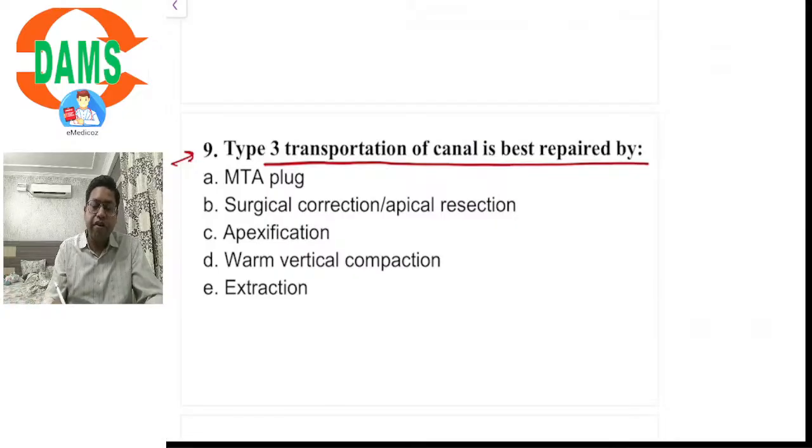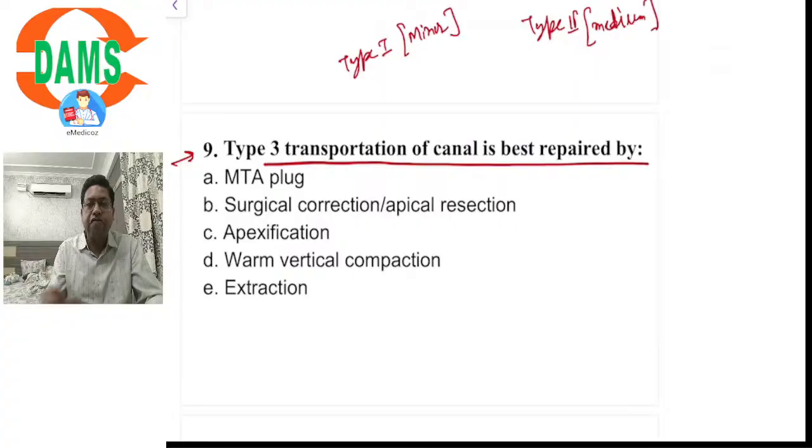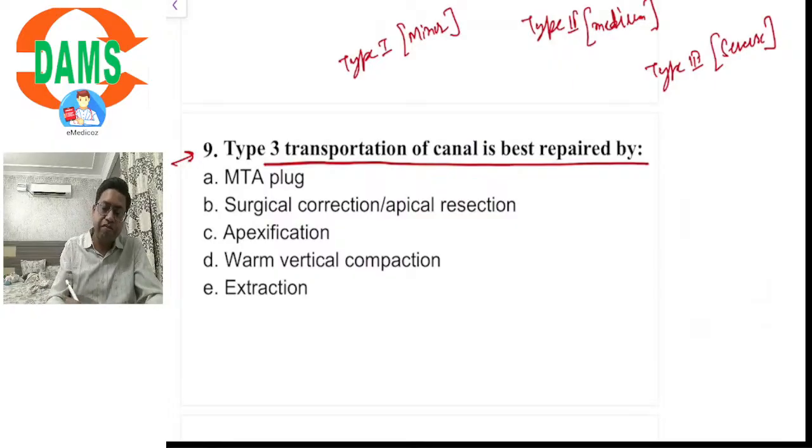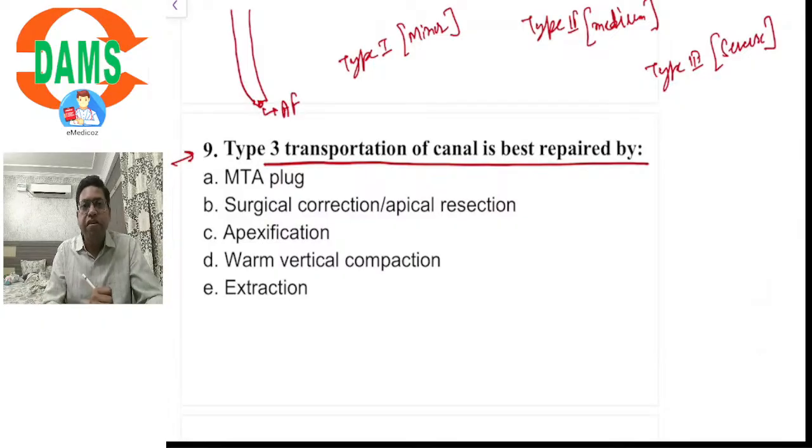There are basically three types of transportation. Type 1, which is a minor apical transportation. Type 2, which is a moderate type of apical transportation, and type 3, which is a severe type of apical transportation. You understand what is apical transportation? This is a curved root canal, suppose. And this is the apical foramen that was originally present. But because of inappropriate cleaning and shaping, using of stiffer instruments inside the root canals, not following the canal curvature, or other procedural errors, what is happening? There is relocation of this apical foramen onto the external surface of the root. There is widening of the apical foramen in a way. There is transportation of the apical foramen.